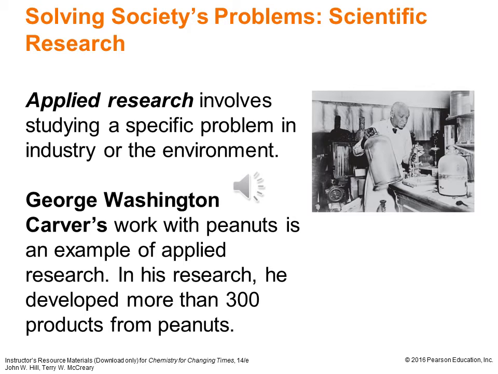Okay, so talking about some problems and solving problems using science, not necessarily just chemistry, but science in general. We have what's known as applied research, and applied research involves studying a specific problem in industry or the environment and looking for a specific solution. It's a relatively lower risk than what we'd call pure research or basic research, but it tends to be where we put most of our emphasis nowadays.